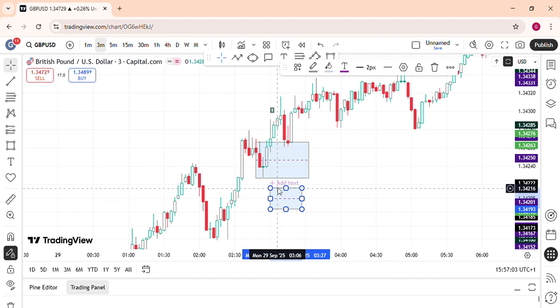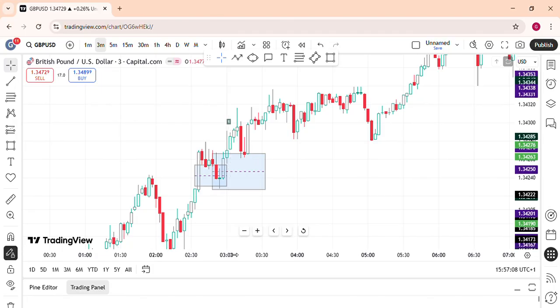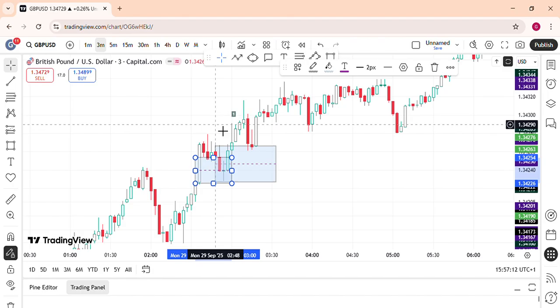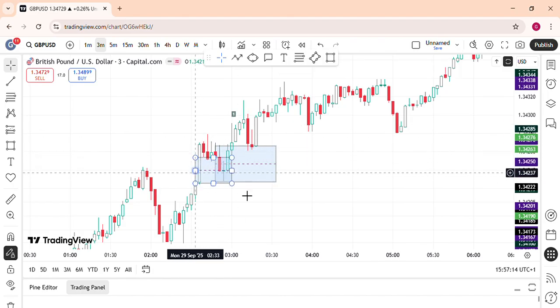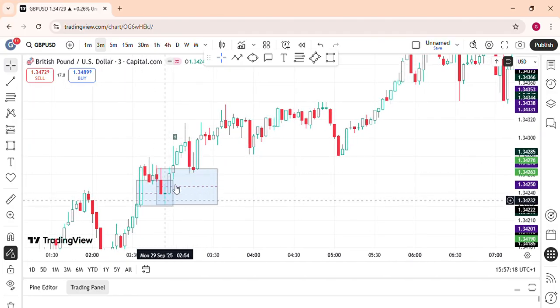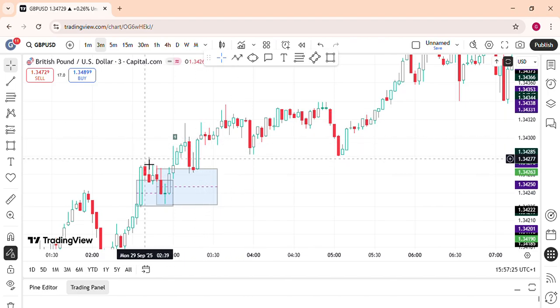This fair value gap was created by the price. So you can see that price comes back to that fair value gap to bounce off from it. From here we can see that price is still moving bullish.